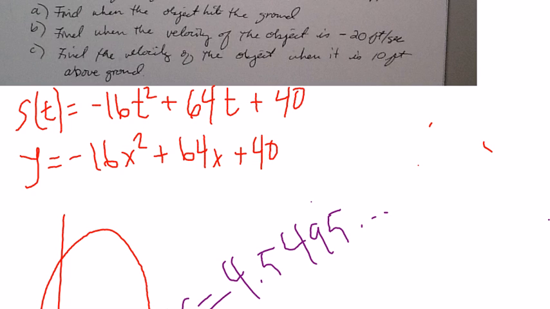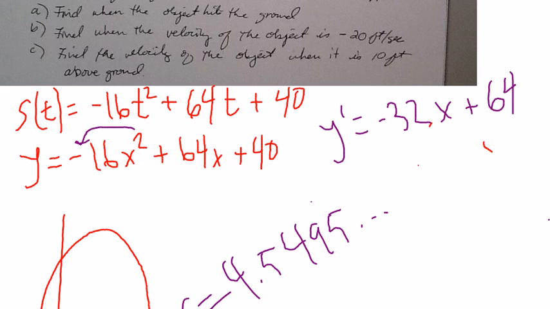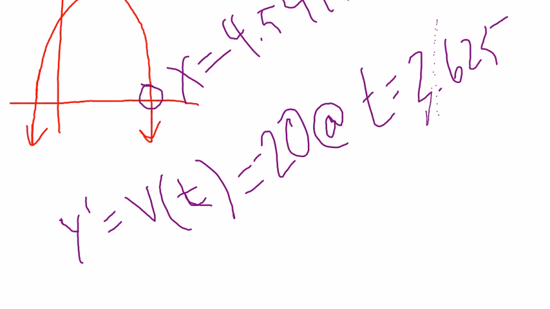And then part B is asking me to find when the velocity of the object is -20 feet per second. To do that, I'm going to use my power rule to calculate y prime equals, using my power rule, 2 times -16 is -32x plus 64. I'm going to graph that. I'm also going to graph the line -20. So I'm going to have y2 and y3, and I graph that and find the intersection point.